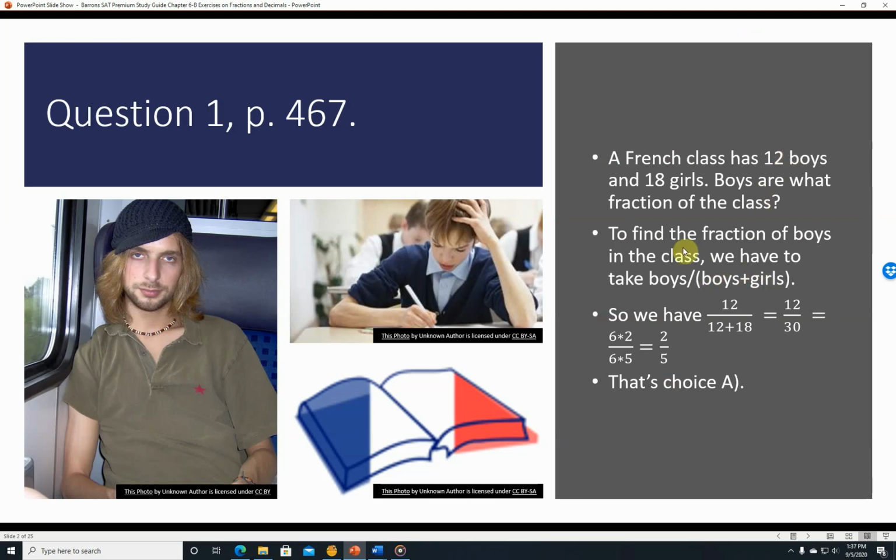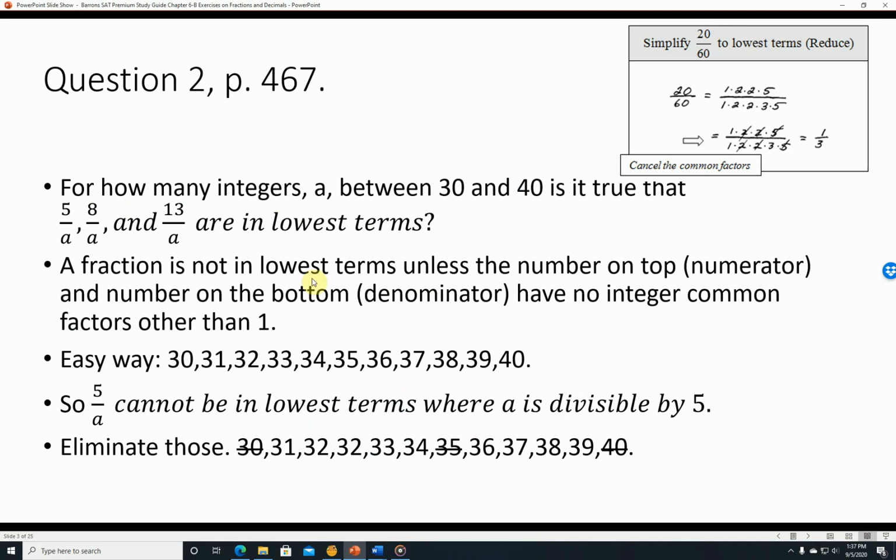So we're going to have 12 boys over 12 boys plus 18 girls, so that becomes 12 over 12 plus 18, which is 12 over 30. We can factor out the 6 because 12 is 6 times 2, and 30 is 6 times 5, so we end up with 2 over 5. That's choice A. Question 2.